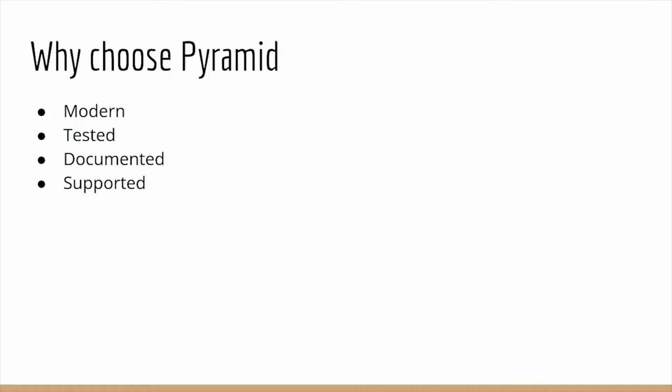Second, Pyramid is tested. Untested code is broken by design. The Pyramid community had a strong testing culture and the framework reflects that. Every release of Pyramid has 100% statement coverage and 95% decision condition coverage. It's automatically tested using Travis and Jenkins on supported versions of Python after it commits to its GitHub repository. Pyramid add-ons are held to a similar testing standard.